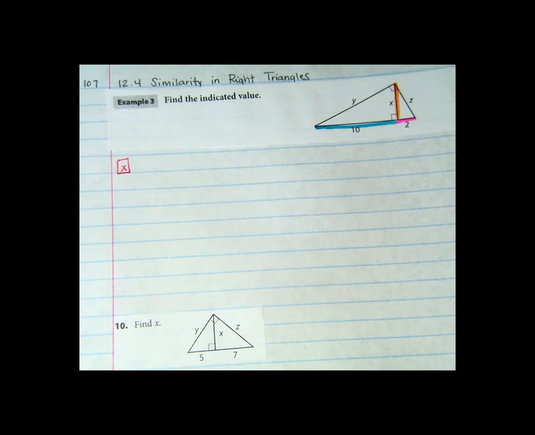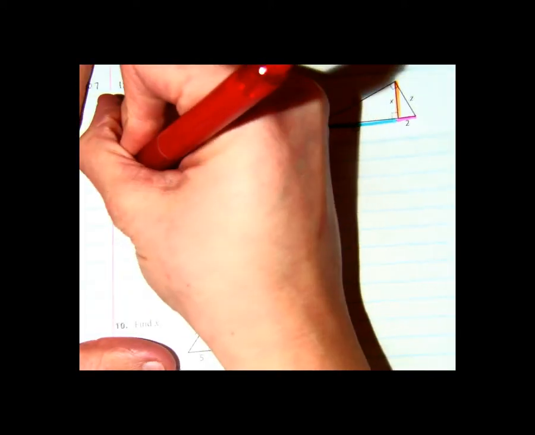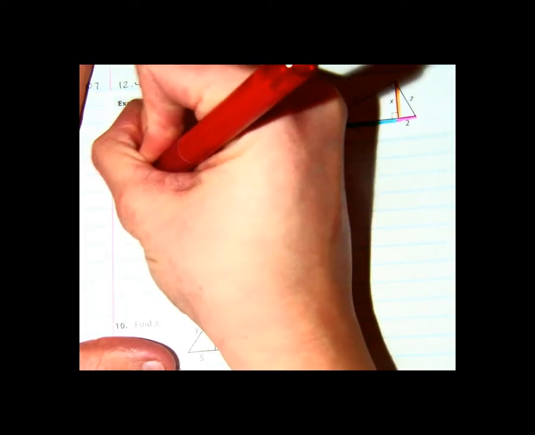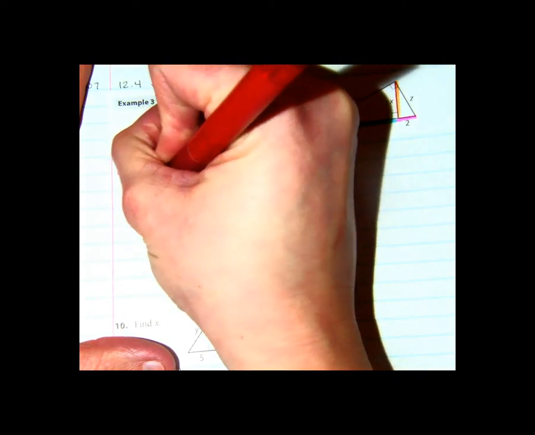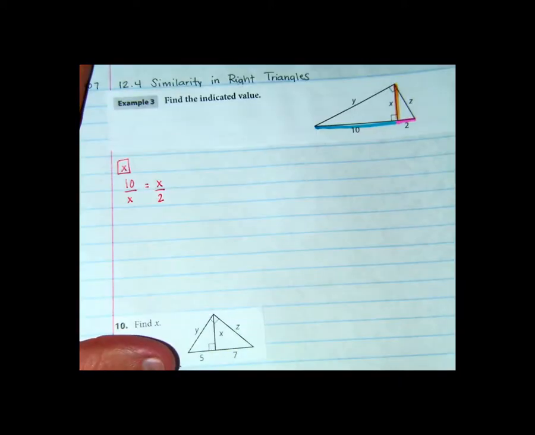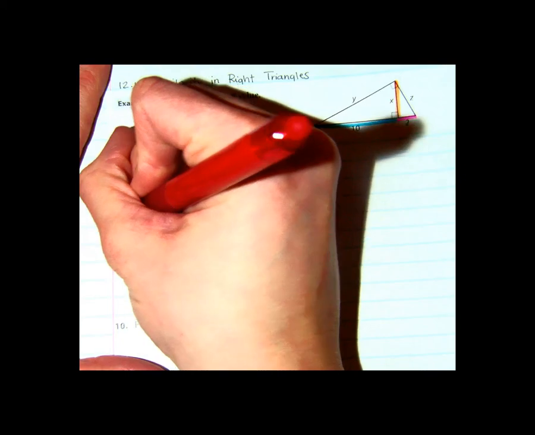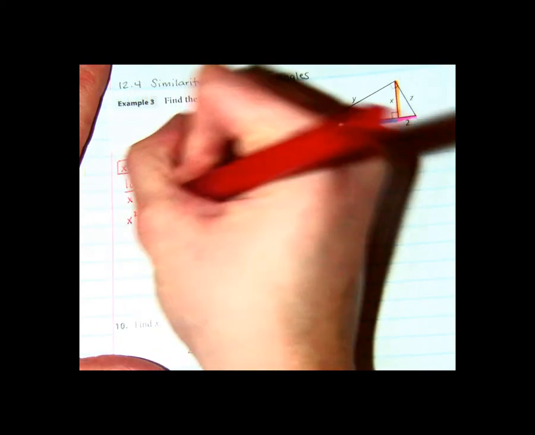That is no different than what we just did. How do we set up the proportion to find x? 10 over x equals x over 2. Cross multiplying gives us x squared equals 20.